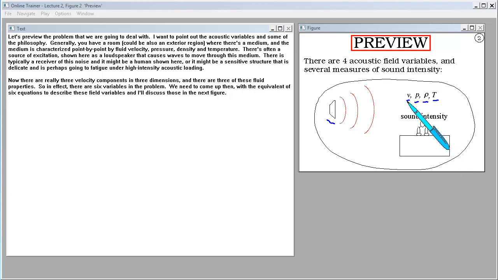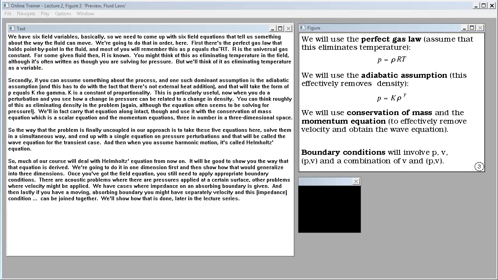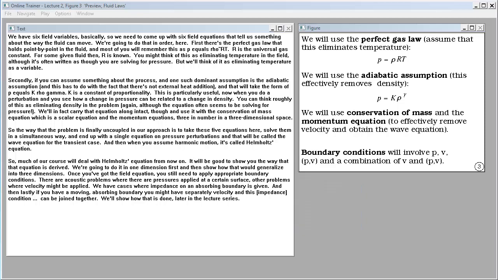Now, there are really 3 velocity components in 3 dimensions, and there are 3 of these fluid properties. So in effect, there are 6 variables in the problem. We need to come up then with the equivalent of 6 equations to describe these field variables. And I'll discuss those in the next figure. We have 6 field variables, basically, so we need to come up with 6 field equations that tell us something about the way the fluid can move. We're going to do that in order here.